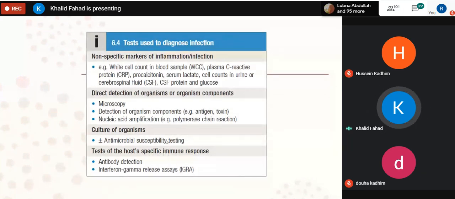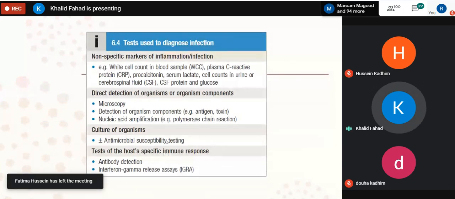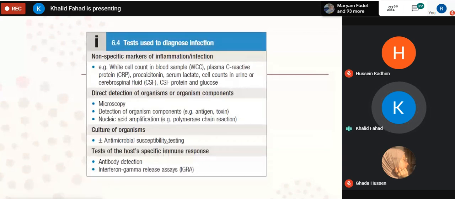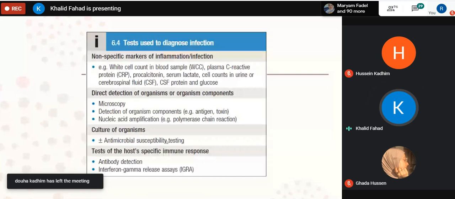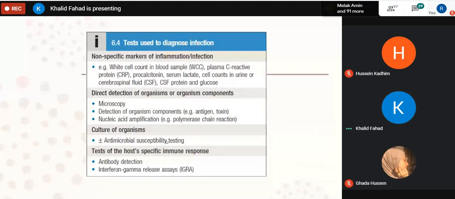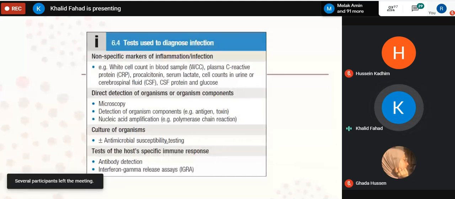CSF protein and glucose. These are markers of inflammation and infection but are not specific, because the white cell count may be elevated in other non-infectious causes, for example, acute leukemia. Also plasma C-reactive protein will be elevated in infectious and non-infectious causes. So keep in mind, if these are elevated, it may or may not indicate infection.